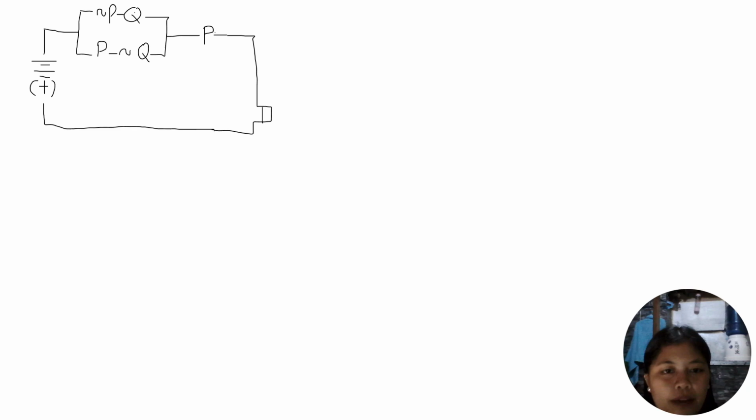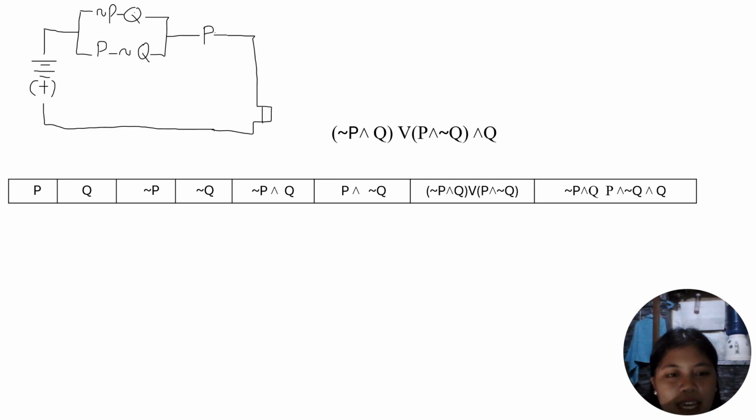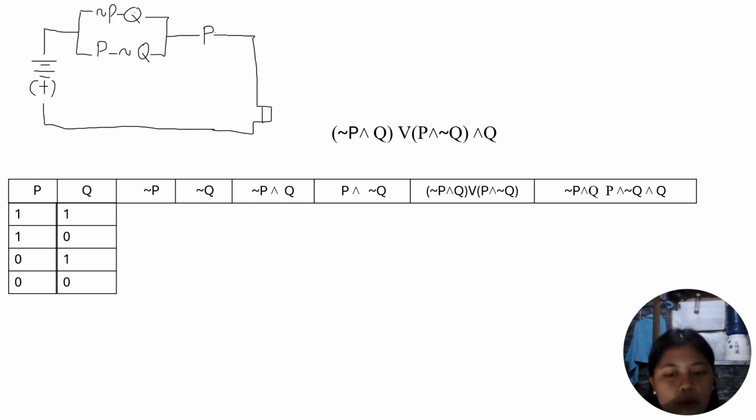As you can see, we have 5 switches. So the symbolic statement that represents the network is this. Let's make a closure table. P and Q are constant. So we have P 1100 and Q 1010. As you can see, we already had P and Q. Let's continue the closure table.